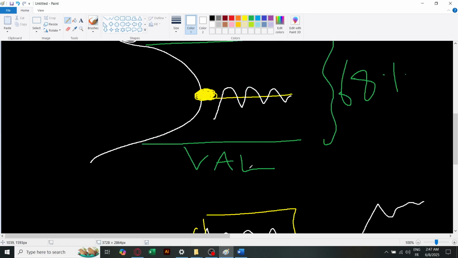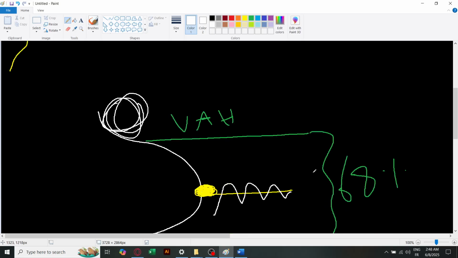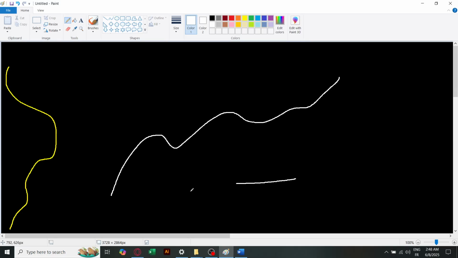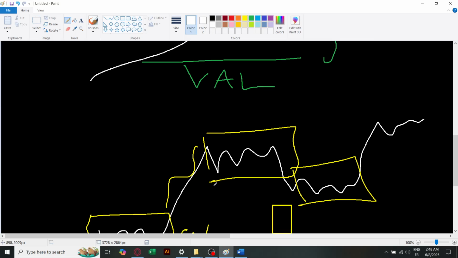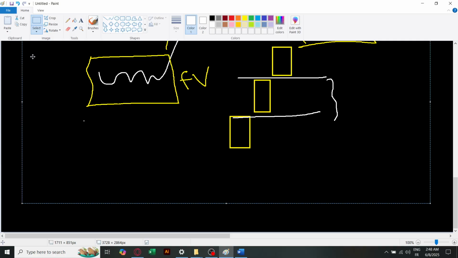Anyway, so as I told you, this is the point of control which price is attracted to because there is so much liquidity, and there is the value area high and value area low, which is this value area is 68% of data, which is one standard deviation in data distribution or statistics. Anyway, let me delete all this.